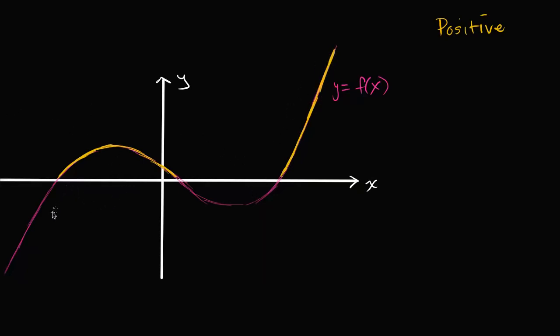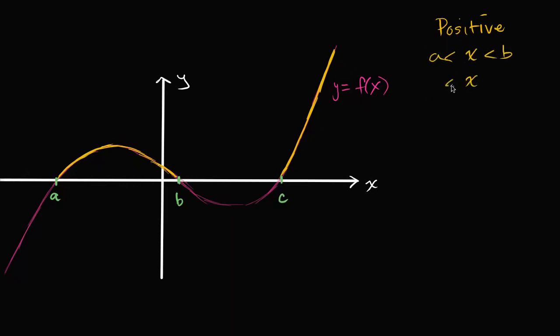And if we wanted to write those intervals mathematically, well, let's see. Let's say that this point right over here is x equals a. Let's say that this right over here is x equals b, and this right over here is x equals c. Then it's positive as long as x is between a and b. At x equals a or at x equals b, the value of our function is 0, but it's positive when x is between a and b, or if x is greater than c.